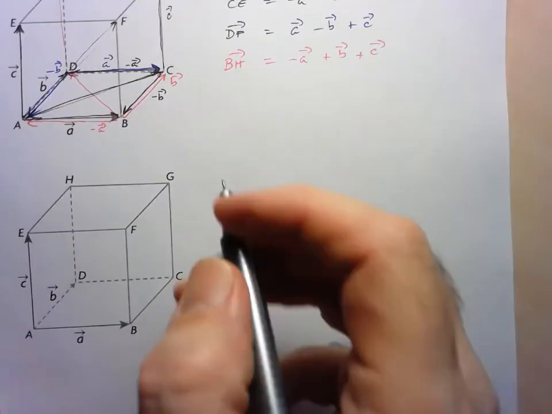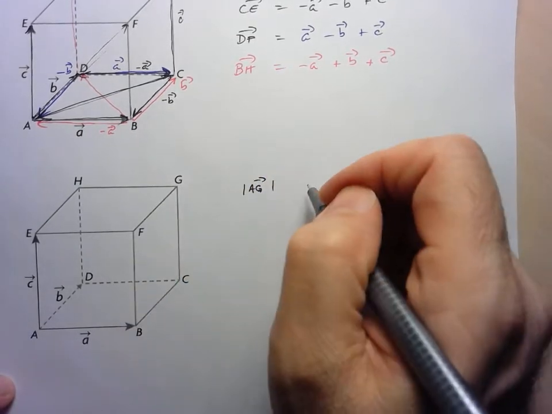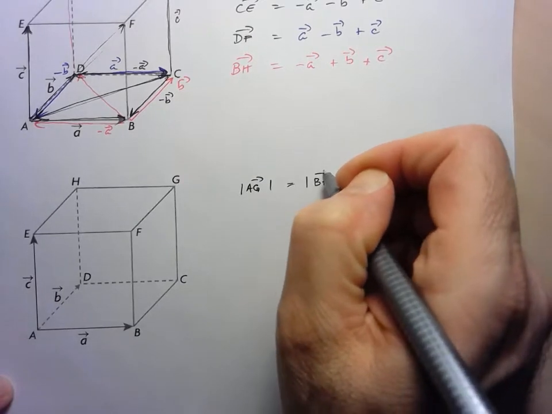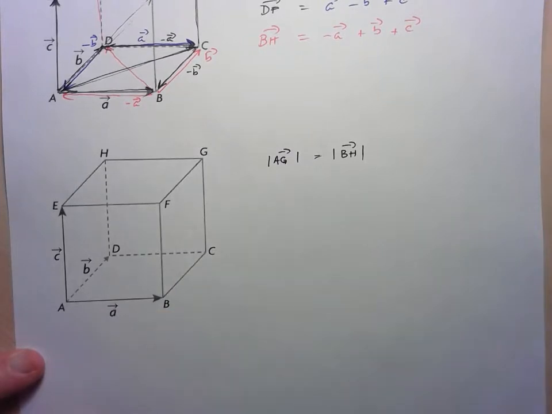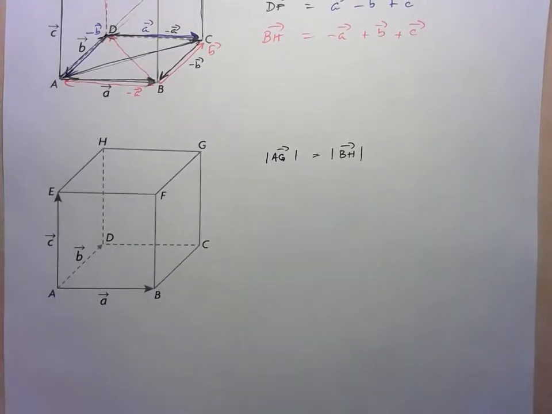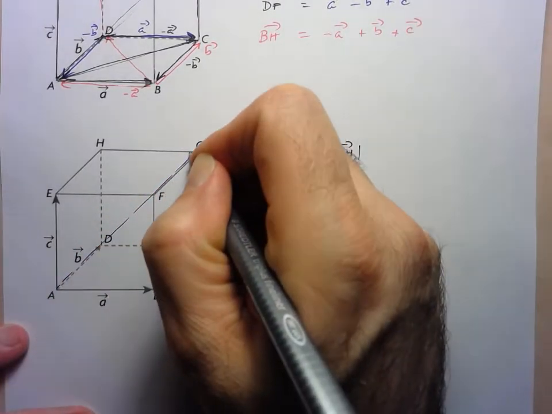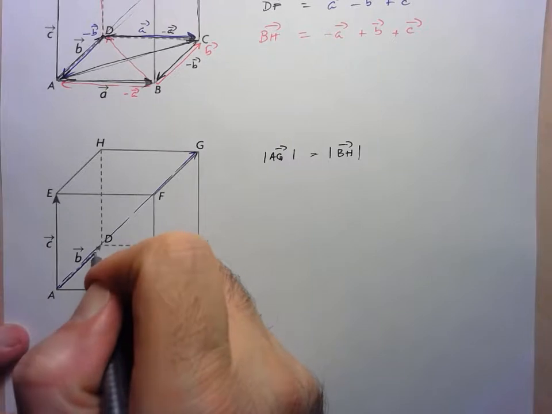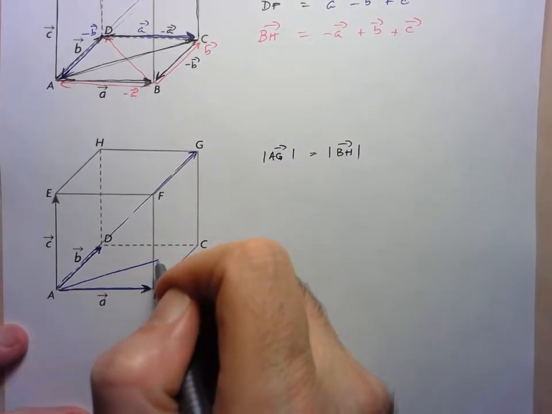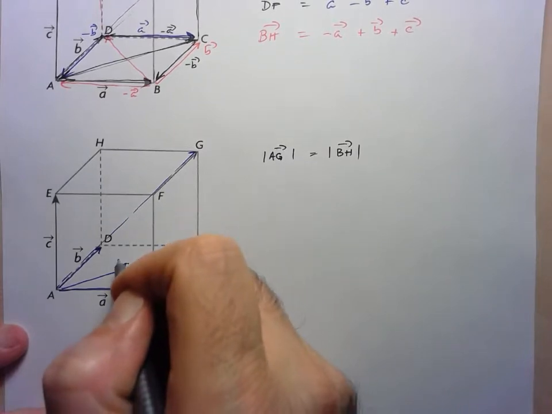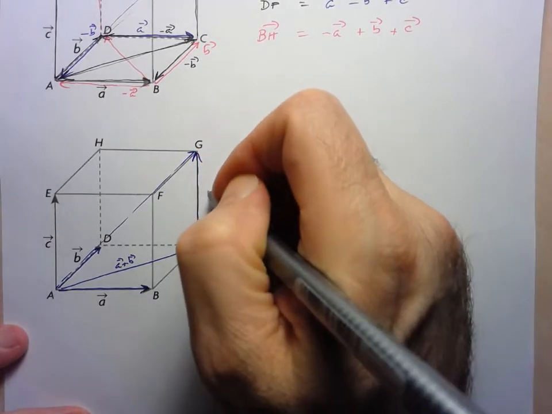So we want to show that AG, or the magnitude of AG, is equal to the magnitude of BH. Okay, so that's what we're trying to do. So let's remember how we found AG. So there was AG, and remember what we did. We added A plus B. Okay, this is A plus B, and then we added to that the vector C.